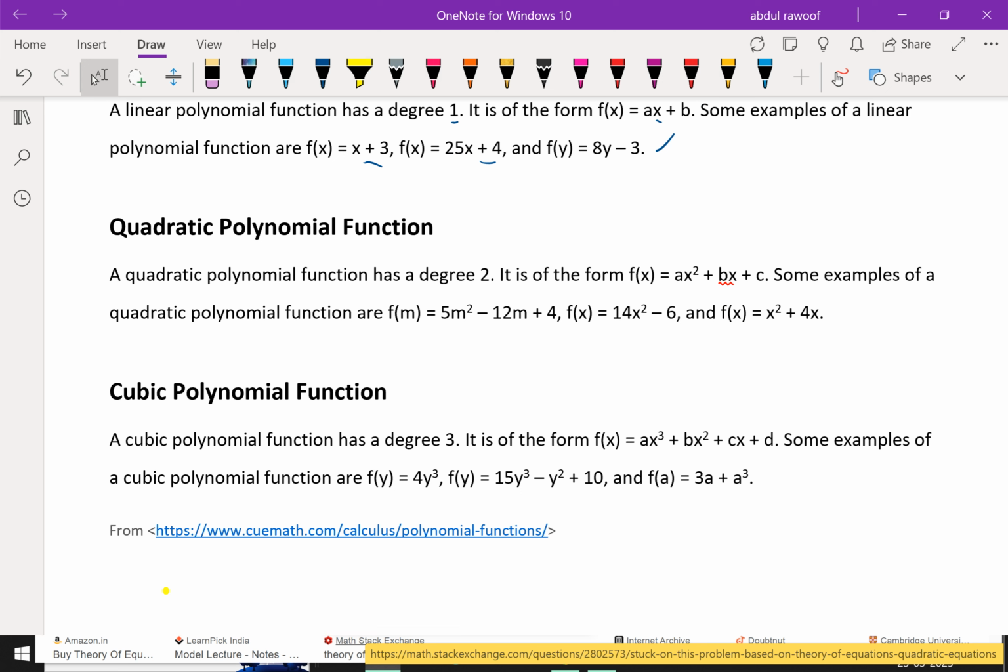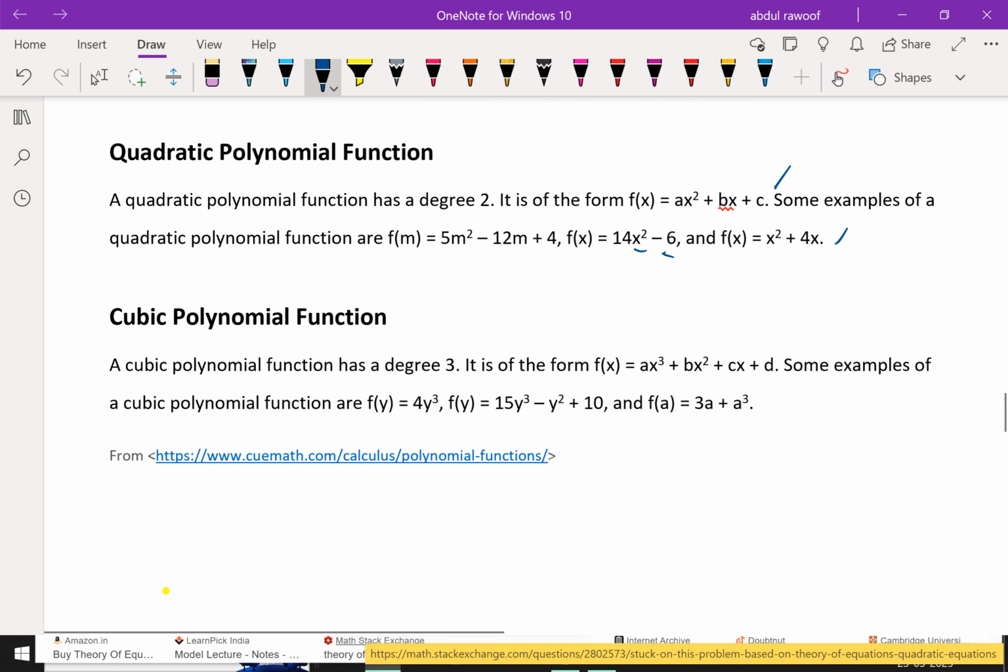Quadratic polynomial function. A quadratic polynomial function has a degree 2. It is of the form f of x equals ax squared plus bx plus c. Some examples of quadratic polynomial functions are f of m equals 5m squared minus 12m plus 4, f of x equals 14x squared minus 6. Even though it has 2 terms, it's a quadratic polynomial because the power is 2. f of x equals x squared plus 4x. Here also terms are 2, but degree is 2. So it is a quadratic polynomial.